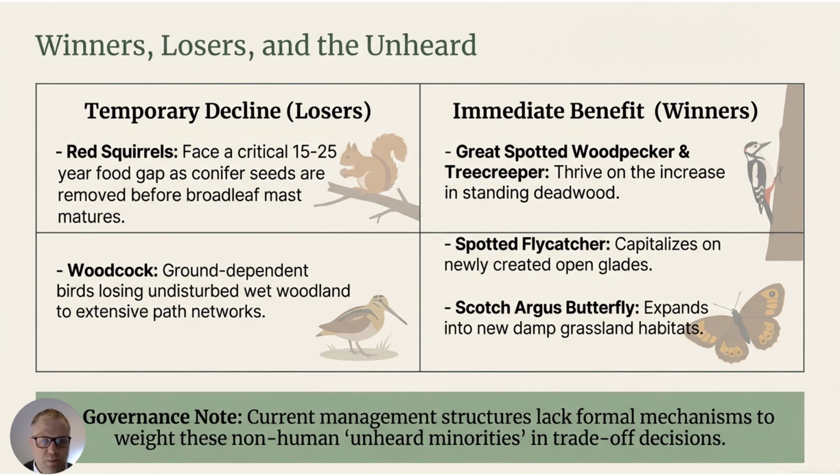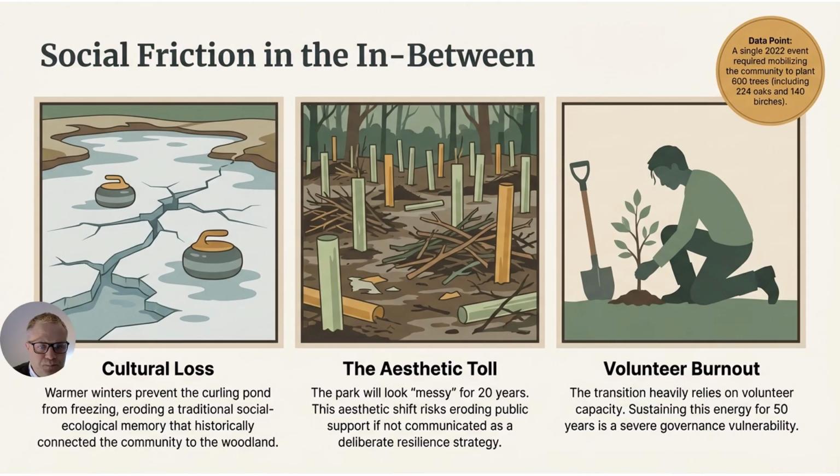But in these changes, there are some that may also be what we call winners. For example, like the woodpecker, thrive on increased deadwood. So the trees that are falling over through the storms, they're benefiting from that. The flycatchers also. And the butterfly expands into new open grasslands that are opening up in the woodland. So even though there is kind of a transition and a change within this woodland, some animals are benefiting, and those that potentially are being put under strain or are vulnerable to these changes.